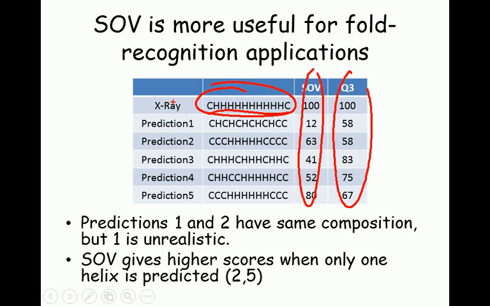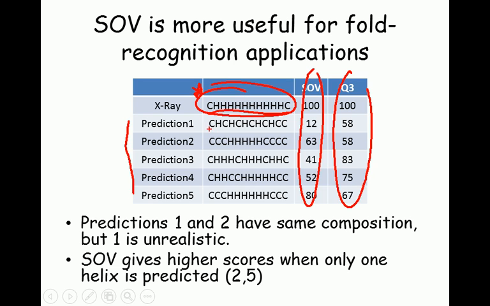People still disagree on how secondary structures should be defined or how they should be extracted from the PDB files. So even if you know the tertiary structure, people still disagree on how the secondary structure should be assigned. But let's assume that this is the correct secondary structure sequence that we are trying to predict, and we are given 5 predictions.